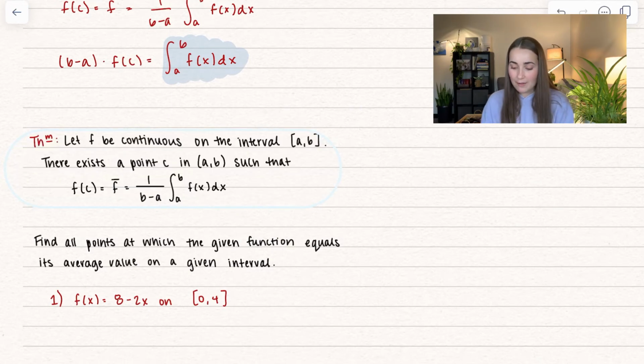Here we have the theorem: let f be continuous on the interval a to b. Then there exists a point c in the interval a to b such that f of c is equal to the average value, or 1 over b minus a times the integral a to b of f of x dx. So let's see this in action. Here we want to find all points at which the given function equals its average value on a given interval. So we're going to apply the mean value theorem.